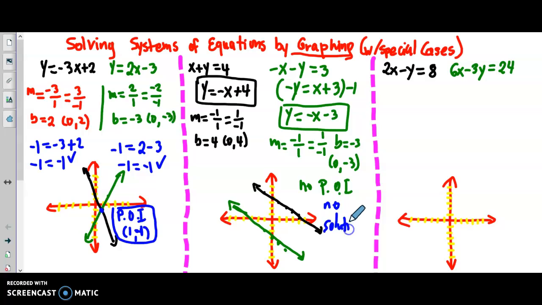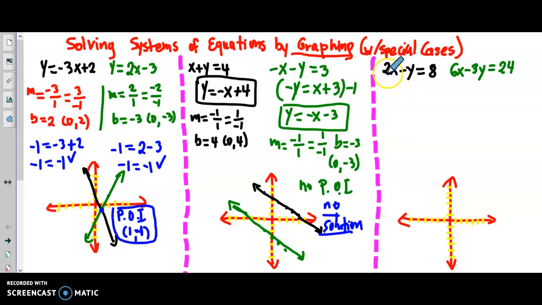So anytime you have parallel lines, because of the fact of not meeting, of not intersecting, you're going to have no solution when you're talking about graphing a system. Let's go to the third example. Again, I have to do work for the third example.